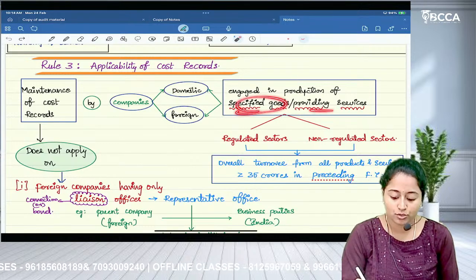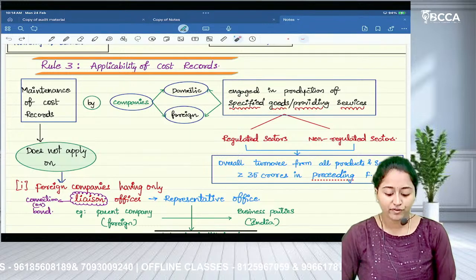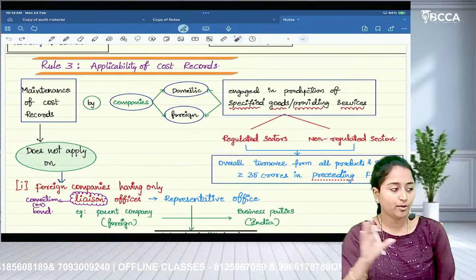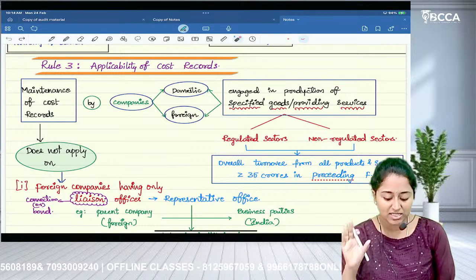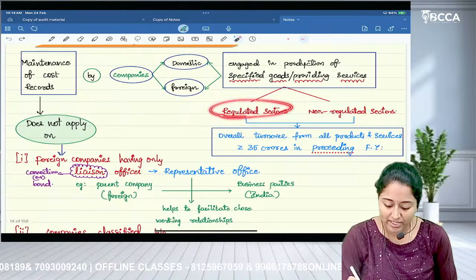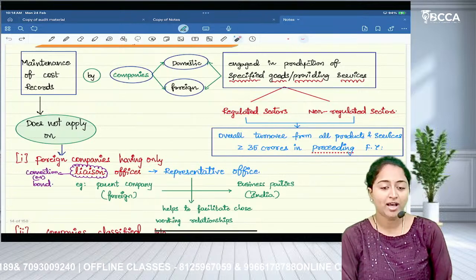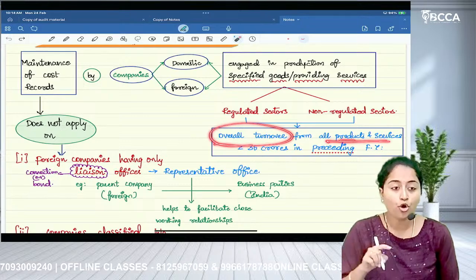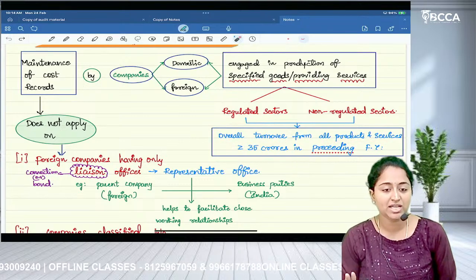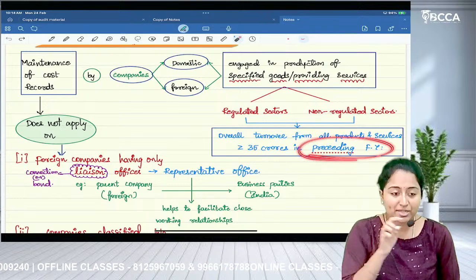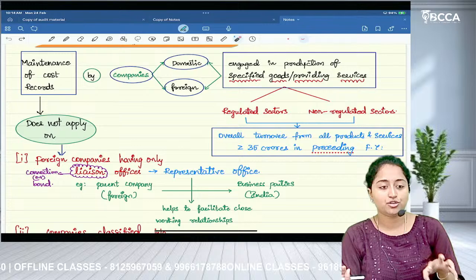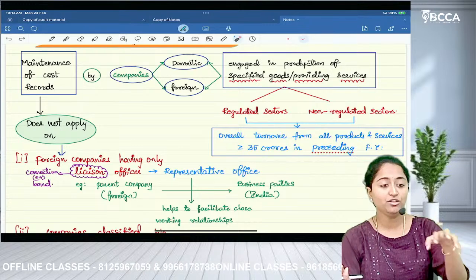those are specified goods or services. If they are engaged in production of specified goods or providing certain services covered under the regulated sector and non-regulated sector, and if their overall turnover from all products and services in the immediately preceding financial year... Now, what cost audit will be done? Now, when will cost audit be done?